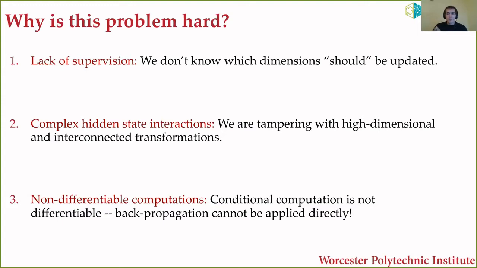And so by tampering with these high-dimensional and interconnected transformations, sometimes we can see that the trajectories of the hidden state change in unexpected ways. And so we need to be able to handle that. And then third, the decision of either update or not update is by nature non-differentiable. And so we can't actually just train a model and use backpropagation directly. We have to do some sort of estimation along the way.